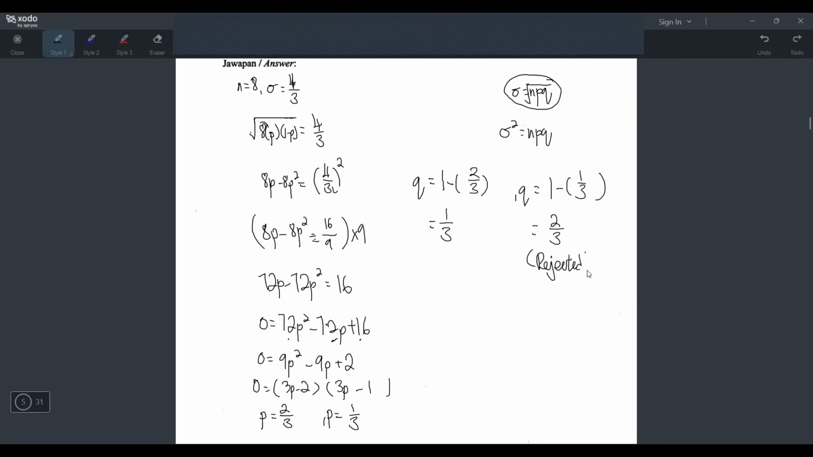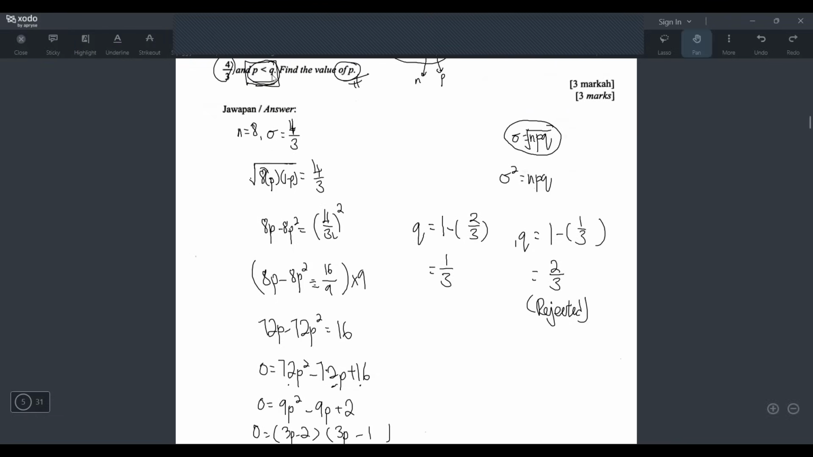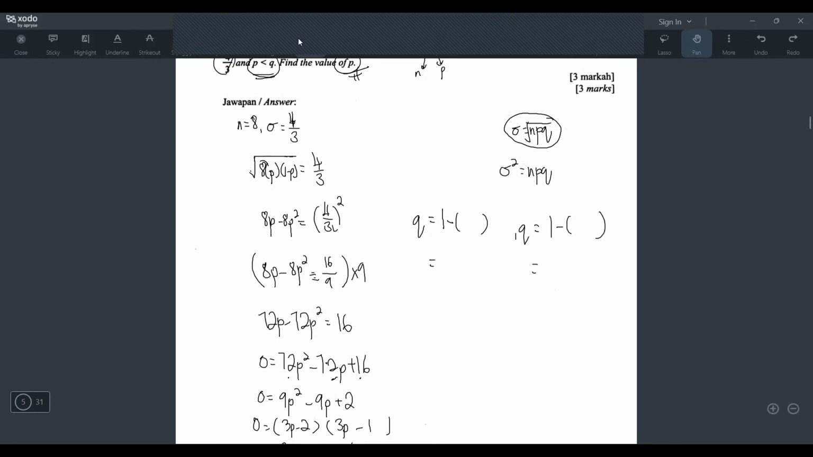Do you understand? Because they already said P must be lesser than Q. But if you look at, wait, P must be lesser than Q. Oh, I reject the wrong one. Oh my God. What? Apa saya buat? Okay, I need to write everything again. Okay, let me write again.